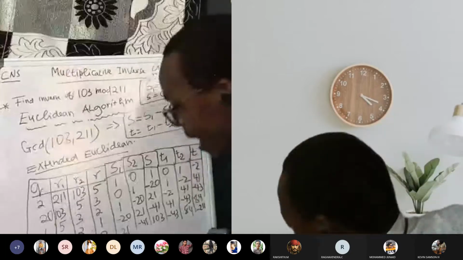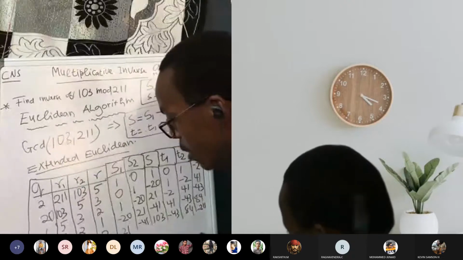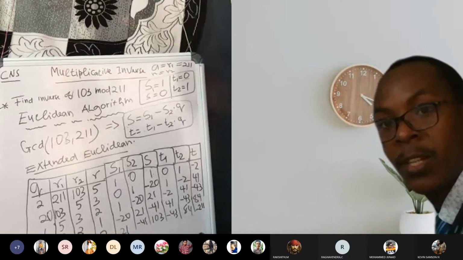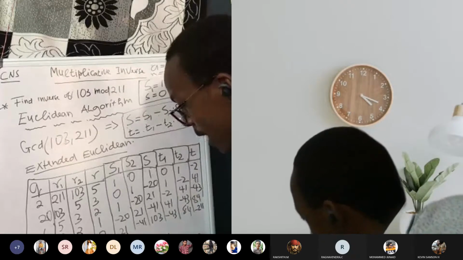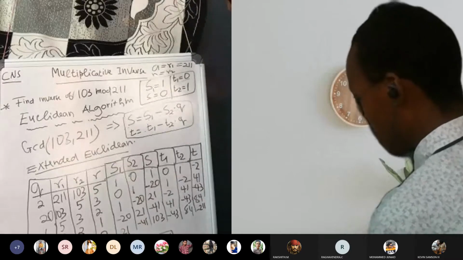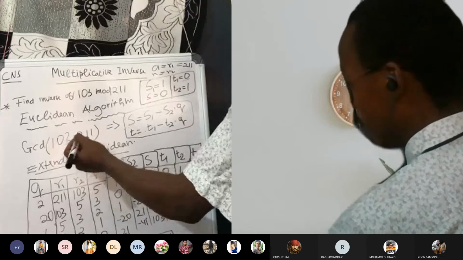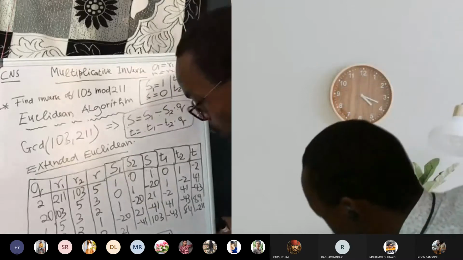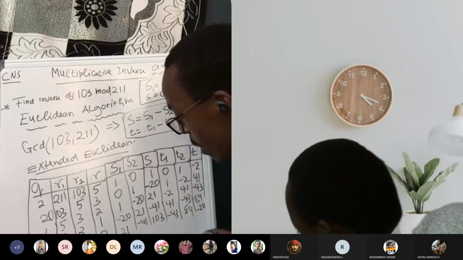Now, we come to the last, okay? R1 here is equal to 1. R2 is equal to 0, correct? Now the GCD, we come to this one. The GCD of 1 comma 0 is equal to 1, okay? So to say that the GCD of these two numbers is equal to 1, which means that we can find the inverse of 103 mod 211. So we can find it, okay? Now, if you want to prove this one, what is the value of S1 now, okay? What is the value of S1?